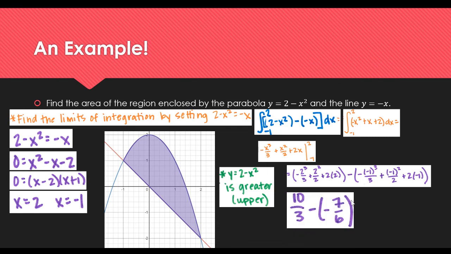Simplify that down. This whole thing becomes 10/3. This whole thing becomes -7/6. When we subtract, we're really going to add, and we get 9/2. So the area of that purple region is 9/2 or 4.5. So that's how that works.